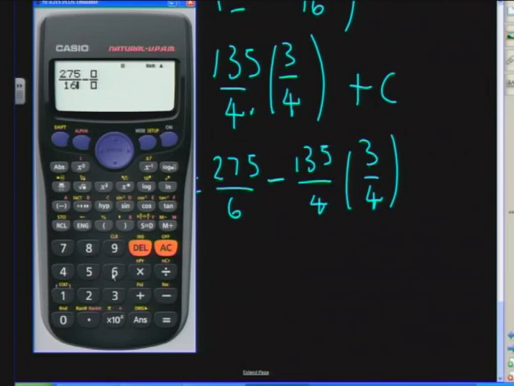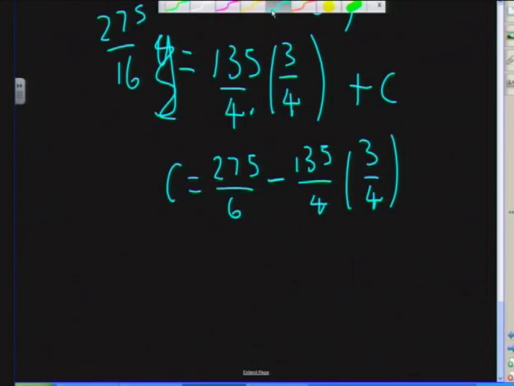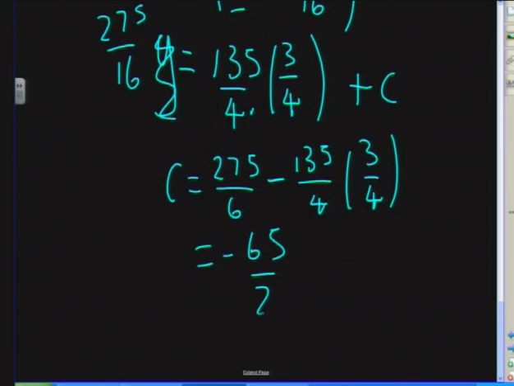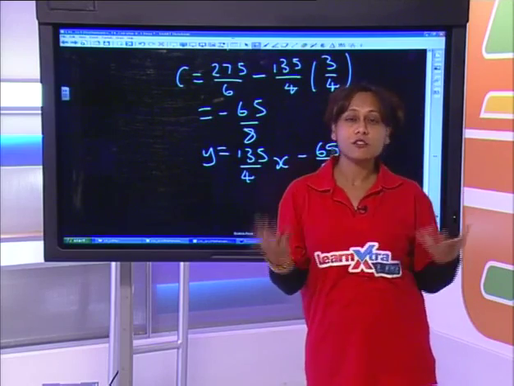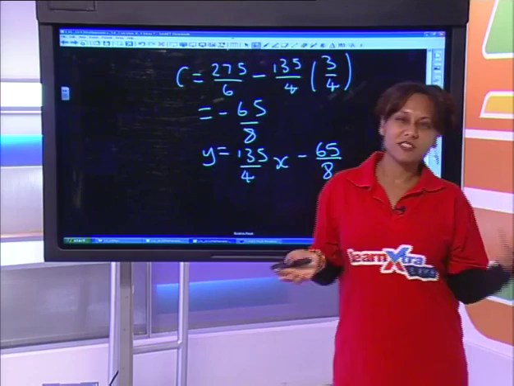All right, and that might just mean that we're not going to have time to finish it, but we'll check. And it's going to be 135 over 4 times 3 over 4, and that gives us minus 65 over 8. Okay, so therefore our equation, and we can end it off nicely, is y is equal to 135 over 4 x minus 65 over 8. And that is the equation of your tangent. It doesn't look very pretty, but sometimes you don't get equations that work out beautifully.